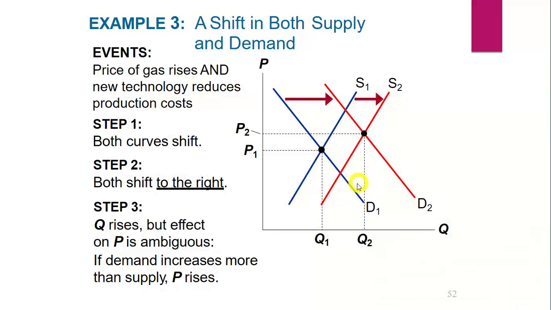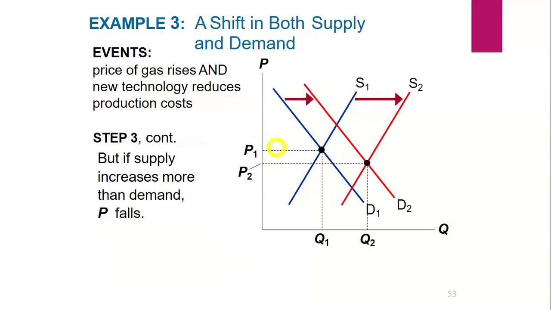Now from this diagram you can see that the gap between demand curves is wider than supply curves, or you can say that demand increased more than that of supply, so this means that price increases, or you can say that there is a rise in price here.